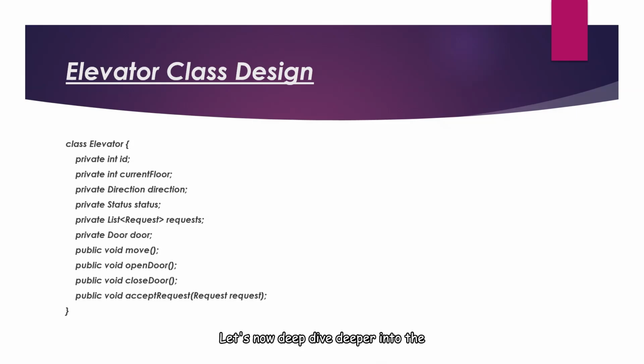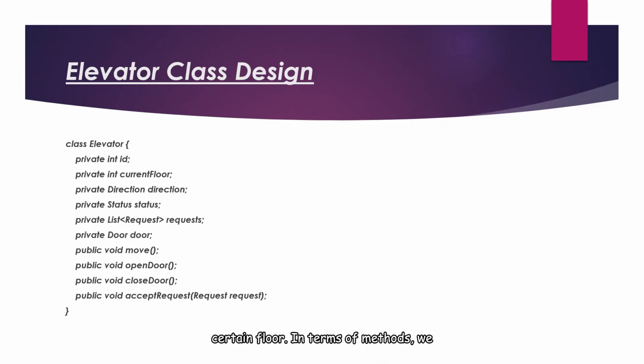Let's now dive deeper into the elevator class. The elevator has several key attributes. ID, a unique identifier for each elevator. Current floor, tracks the current floor of the elevator. Direction, indicates whether the elevator is moving up or down. Status, keeps track of the elevator's current state, whether it's idle, moving, or under maintenance. Requests, this will be a list of requests that the elevator has queued up, such as picking up passengers from a certain floor.